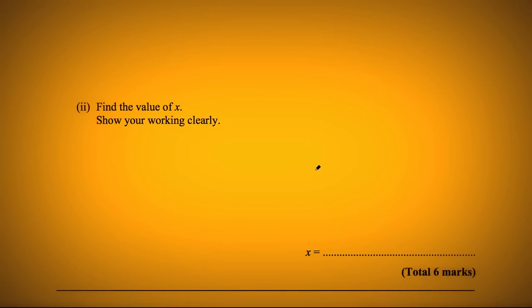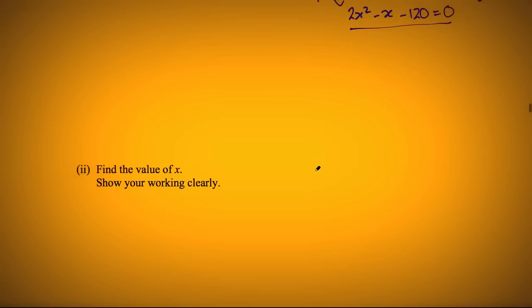Find the value of x, show your working clearly. So that's basically asking me to solve this equation here. 2x squared minus x minus 120 equals 0. So that presumably factorizes into something with a 2x and an x. Seeing as this is the calculator paper and I haven't spotted the numbers that work here yet, I'm just going to use the quadratic formula.